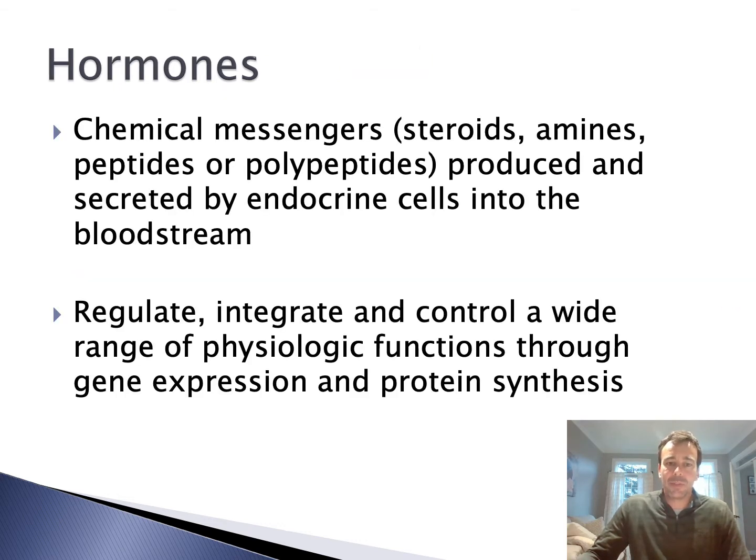Let's talk about hormones first. These are chemical messengers, either steroids, amines, peptides, or polypeptides, and we'll talk about those in a minute. These are produced and secreted by endocrine cells into the bloodstream. They regulate, integrate, and control a wide range of physiological features through gene expression and protein synthesis, and we'll get into some details here.